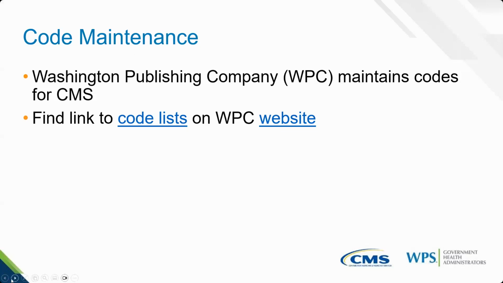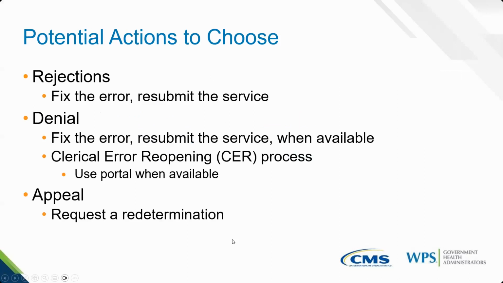All right, let's get rolling here again. After reviewing your remittance advice, you're going to have to choose what action you need to take. Do you need to fix that claim and resubmit it? Can you correct it? There is a process that allows you to correct some minor omissions or clerical errors. Or do you need to resubmit or request an appeal?